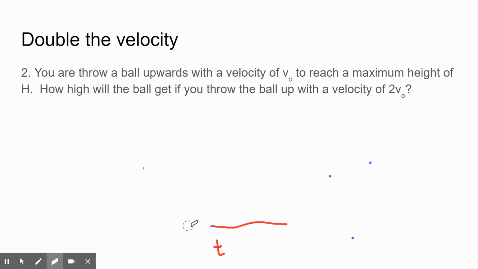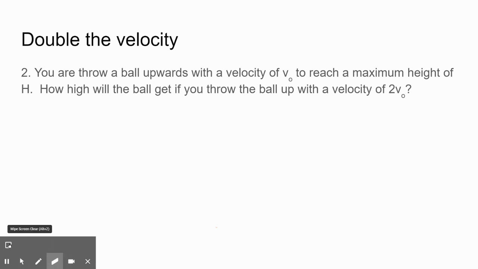You're going to throw a ball upwards with a velocity of v naught to reach a maximum height of h. How high will the ball get if you throw the ball up with a velocity of 2 v naught? This would be a good example of something that could be multiple choice, or it could be a short answer type of question.